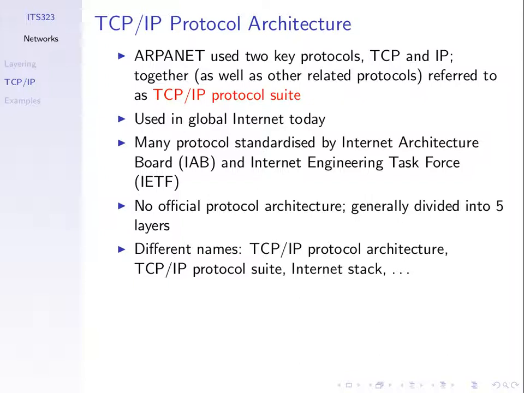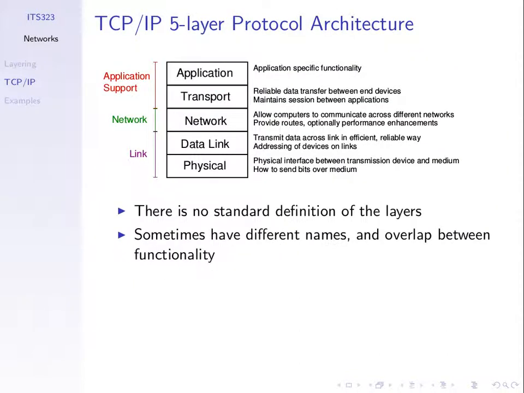In this case, there wasn't any organization creating a standard saying this is the layers. In OSI, some people got together, created a standard saying these are the seven layers, this is what they should do. In the internet, it was more ad hoc. People just did it. So there was no official document saying this is how it works, or this is the protocol architecture. But generally, it was divided into five layers. Some people have a different view of four layers. And some people name the layers differently. But for this course, we're going to define the TCP/IP five-layer protocol architecture as these five layers.